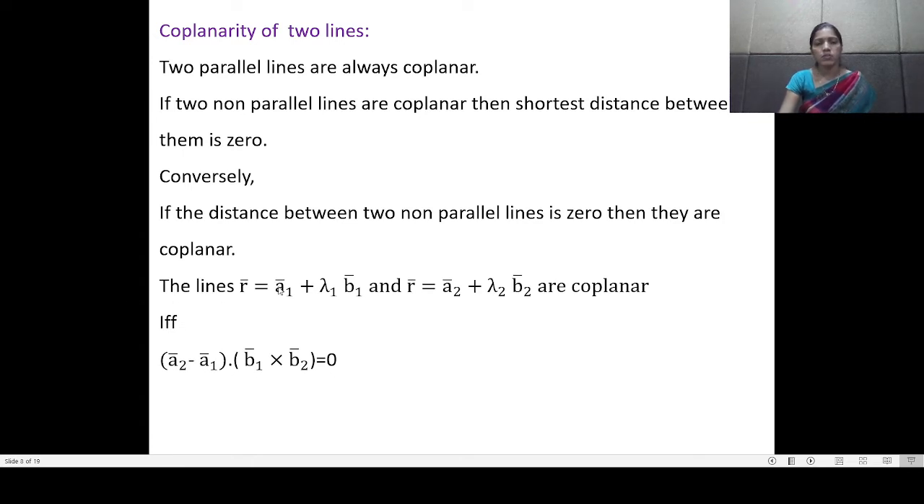Suppose we consider two lines. The first is r bar is equal to a1 bar plus lambda 1 b1 bar, and the other line is r bar is equal to a2 bar plus lambda 2 b2 bar. These are coplanar lines if and only if they satisfy the condition a2 bar minus a1 bar dot b1 bar cross b2 bar is equal to 0.